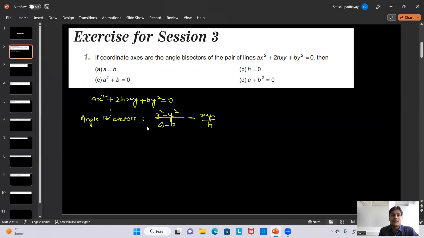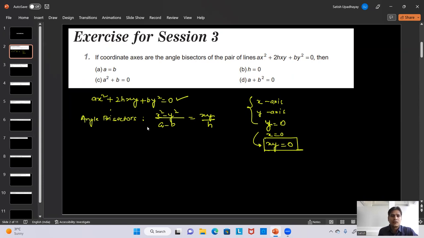Now, the question is saying our coordinate axes are the angle bisectors, meaning x-axis and y-axis are the angle bisectors for this pair of straight lines. The x-axis and y-axis we represent by y equal to 0 and x equal to 0, and combinedly we denote it as xy equal to 0. So this is the combined equation of our coordinate axes. Now we have to see when this comes out to be xy equal to 0.